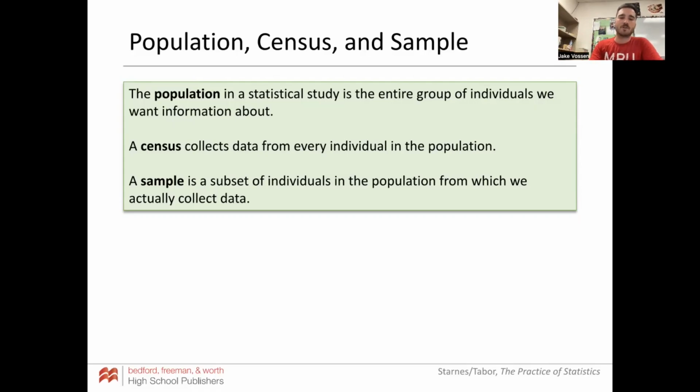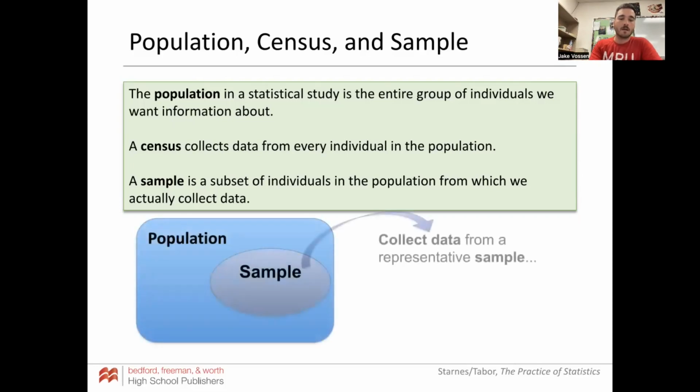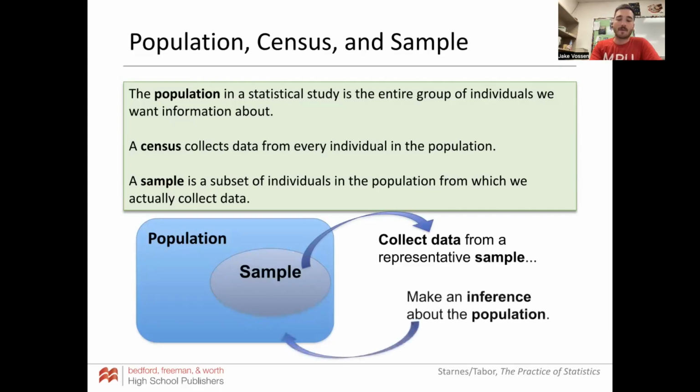Okay. So a sample is just a subset or a smaller group. No, not every sample is random, but we want to make sure that we do get random samples. Moving on. Okay, so you've got population and sample. You collect data from samples to represent the population, and then you make an inference about the population, as long as that's a good sample.